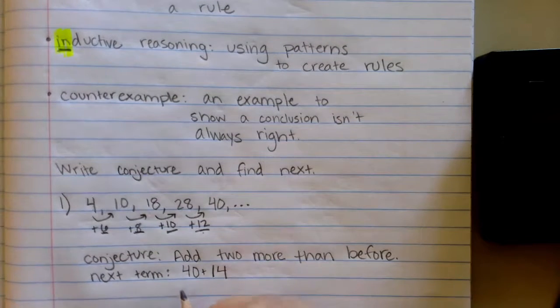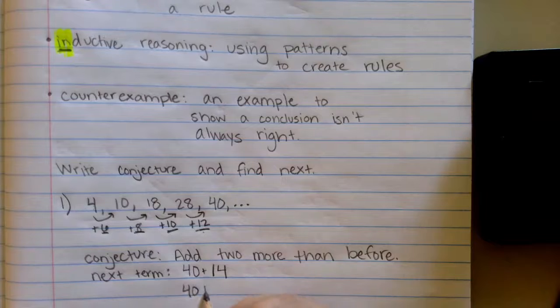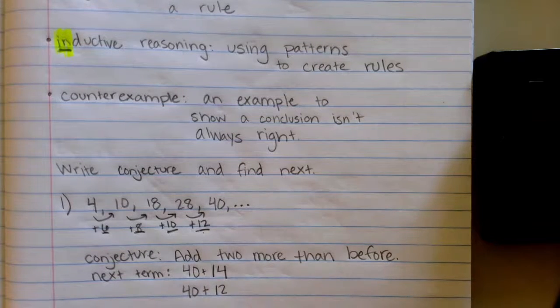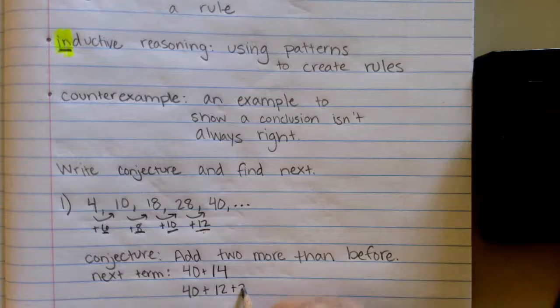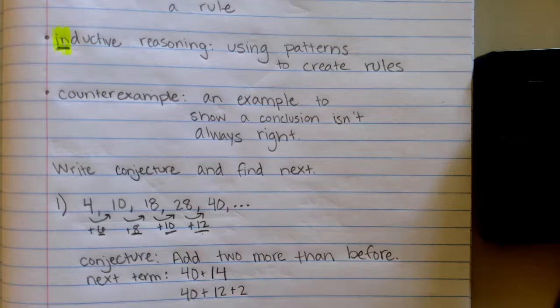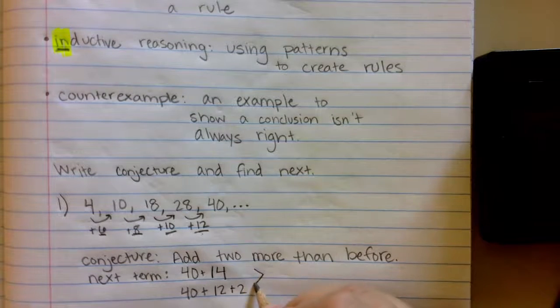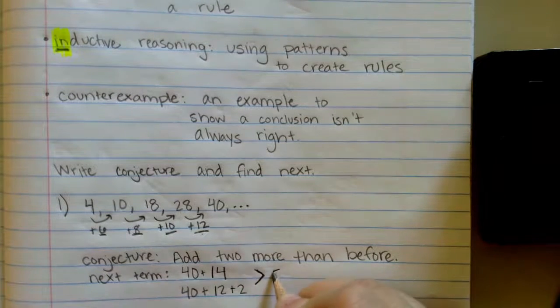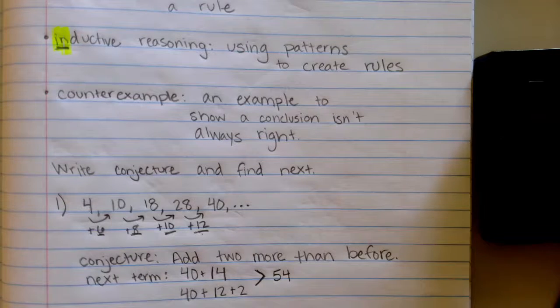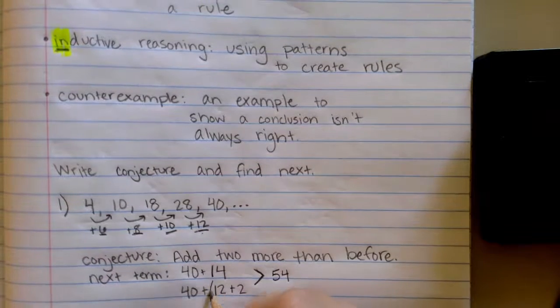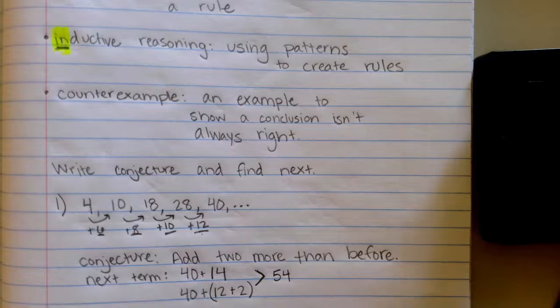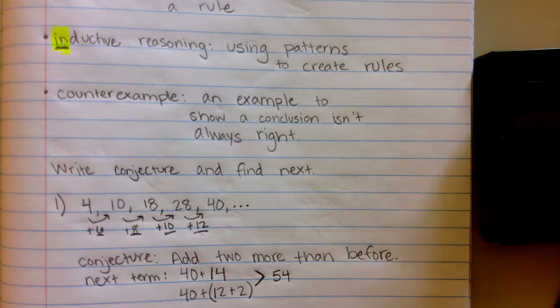Or we could even write it as 40 plus, we could do the 12, but then we need to add 2 more, plus 2. We could do it that way too and just keep adding 2's all over the place. Either way, what do we end up with as our answer? 54. Really, this is what we're doing. Look at me using my order of operations. First, we did 12 plus 2. And then we got 14. Fancy.